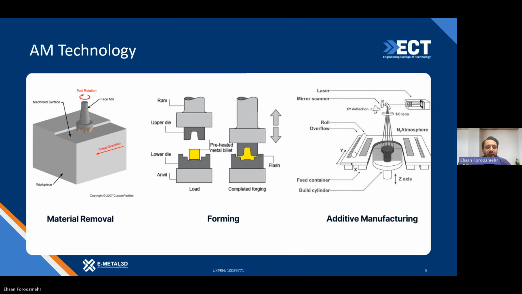So we have material removal, which means we have a bulk material and you start removing the material in order to get to the final shape of the design that we have. And that is like CNC machining and lathe machining, a lot of different machining techniques that we know. Then we have forming, where we have a mold, and either by pressure or by the material being molten, we form the material to the final shape or to the semi-final shape.